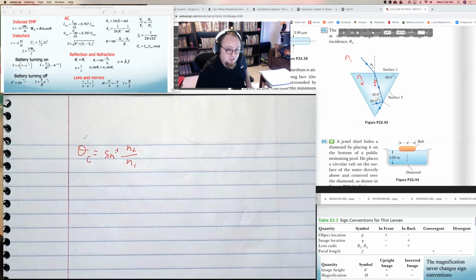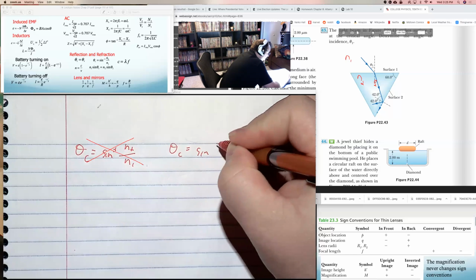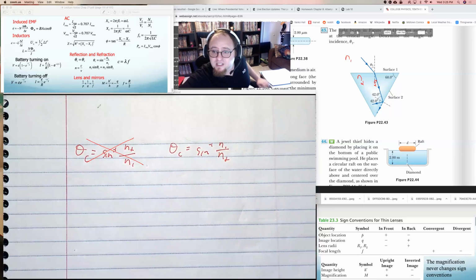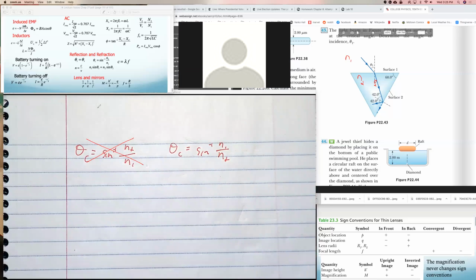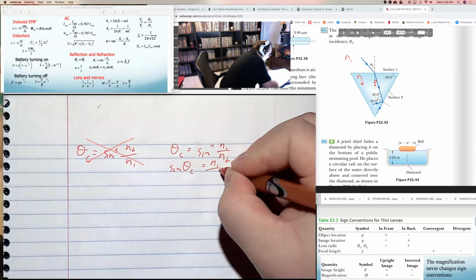That means I'm not going to write this equation like that. In this case, theta c is the inverse sine of n1 over n2. Because if you look at my diagram, when this hits the critical angle, it's coming out of n2, and it should be going into n1. It's not going into n1 because of the critical angle. Make sense why I did that? Be careful with that. Now, if I take the sine of both sides, the sine of the critical angle equals n1 over n2.